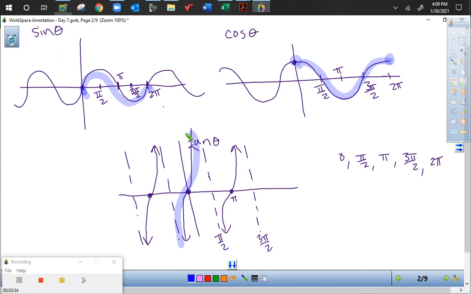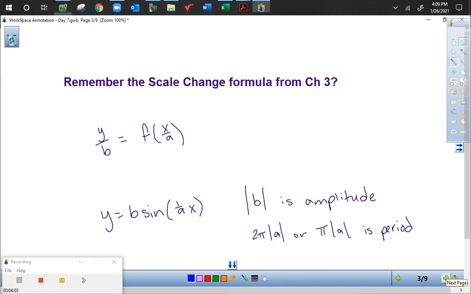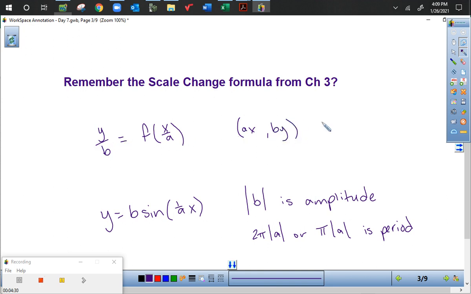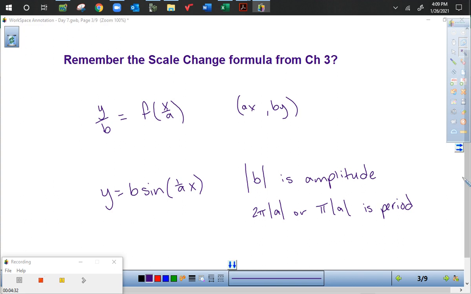Okay, so I'm going to throw it back to chapter 3 for a minute. You were given this formula on a note card, but basically all we did to figure out what the a and the b values were was just reciprocate what we saw in the equation. Okay, if we saw a divided by b, we knew that really meant in our scale change we would times by b. So this one would look like ax and this one by, because we would change division to multiplication. We're going to use this same formula to talk about our trig functions, sine, cosine, and tangent.